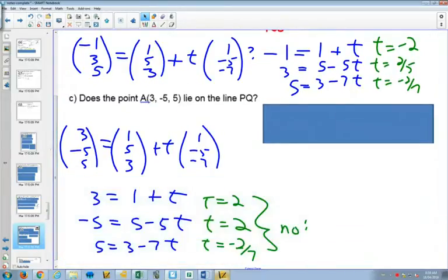Set up our parametric equations. And t equals 2 on the first one, t equals 2 on the next one, and then negative 2/7 on the third one.